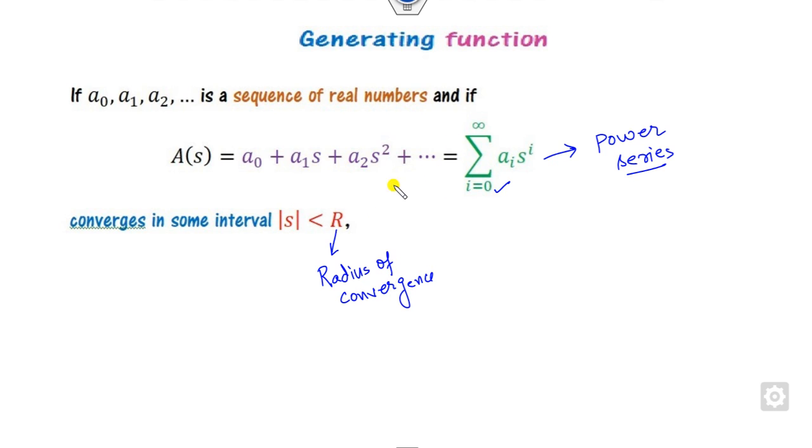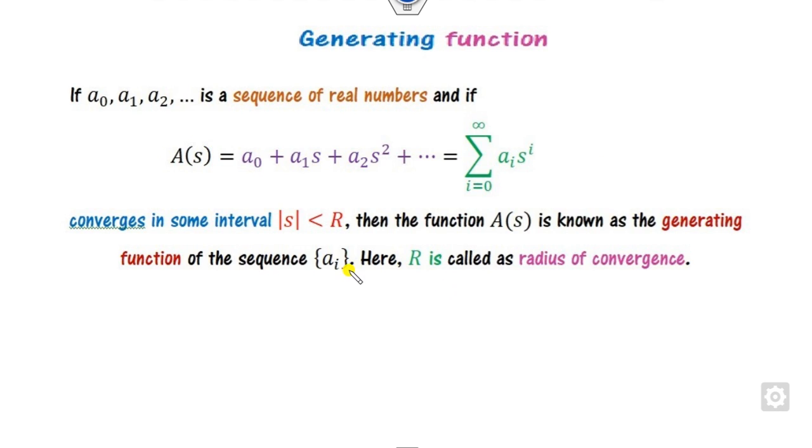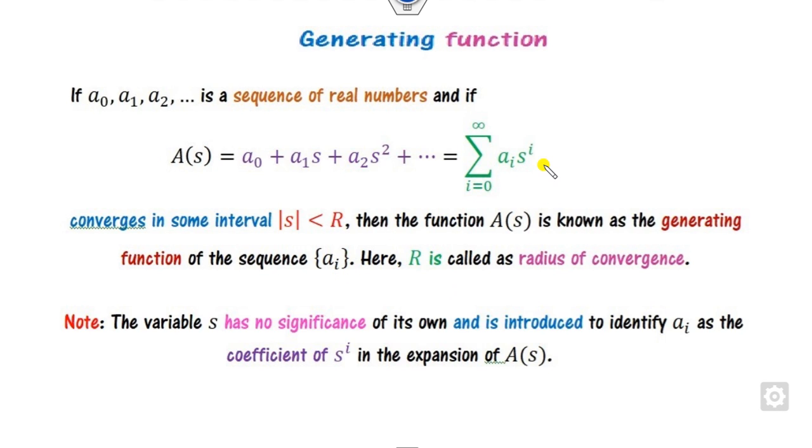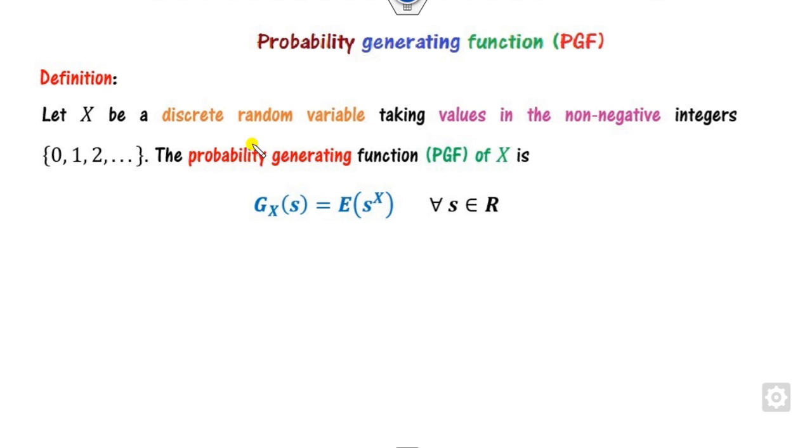Whenever this series converges, this A(s) is called the generating function of the sequence Ai. Make sure that this s doesn't play any significant role, but it is introduced to identify the coefficients of Ai. Whenever you take this Ai as probabilities, we call this generating function the probability generating function. The probability generating function is defined for discrete random variables only, which consist of non-negative values.